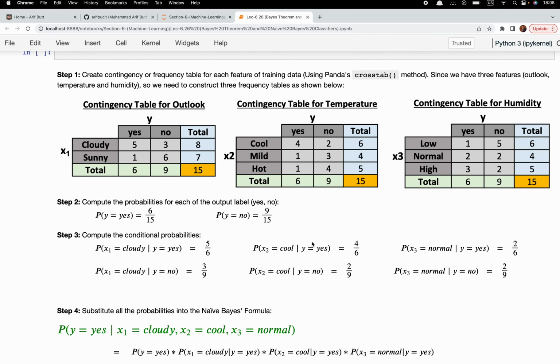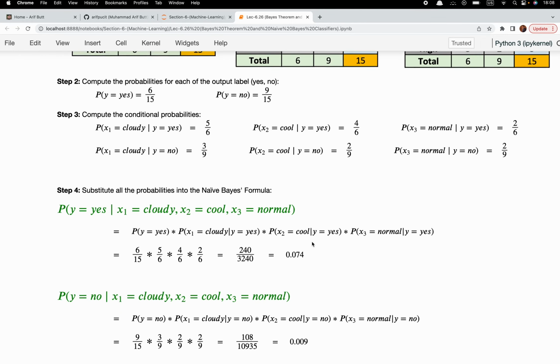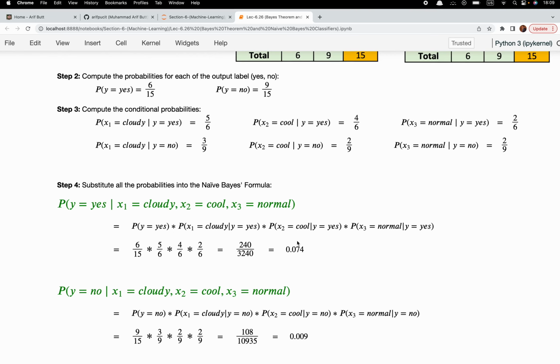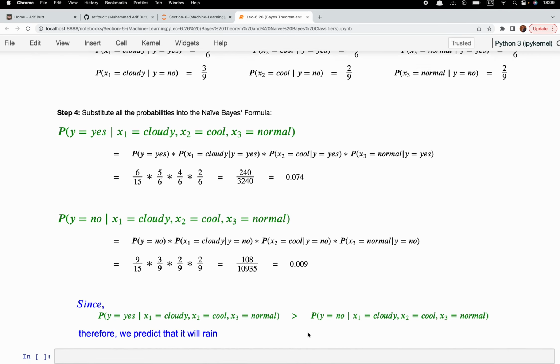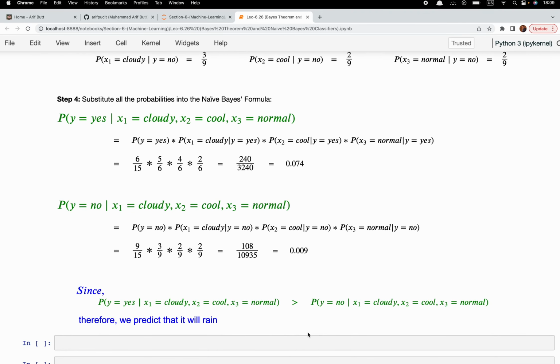And finally we just plug all these probability values into the naive Bayes formula, and since the probability of y equals yes given the weather conditions are cloudy, cool and normal is greater than the probability of y equals no given the same conditions, that is 0.074 is greater than 0.009, therefore we can easily predict that it will rain. My dear students, I hope the calculations are clear. If they are not, please take up a paper and pencil, do all this math yourself, and then it will be crystal clear to you all.